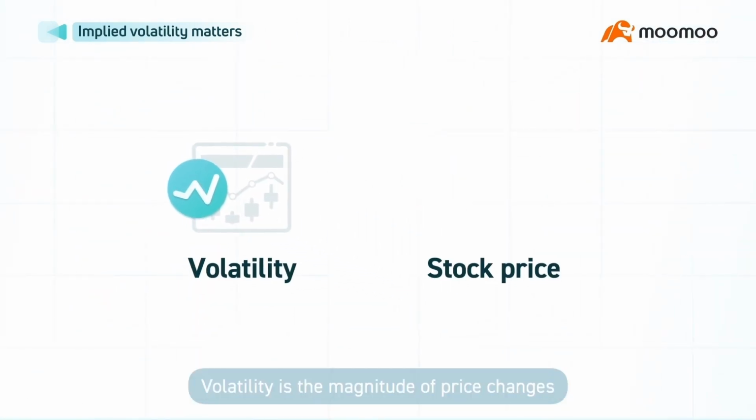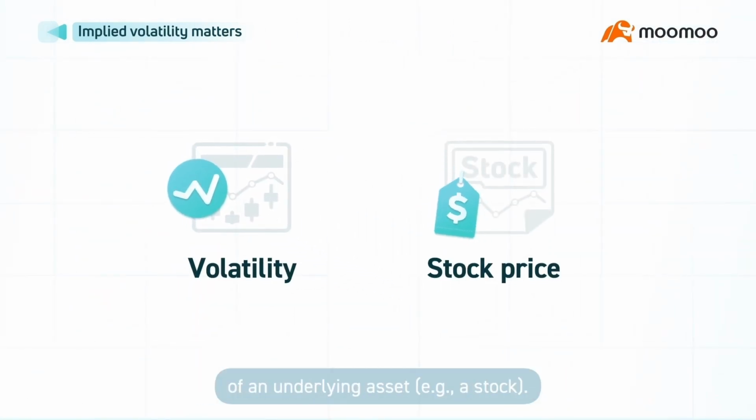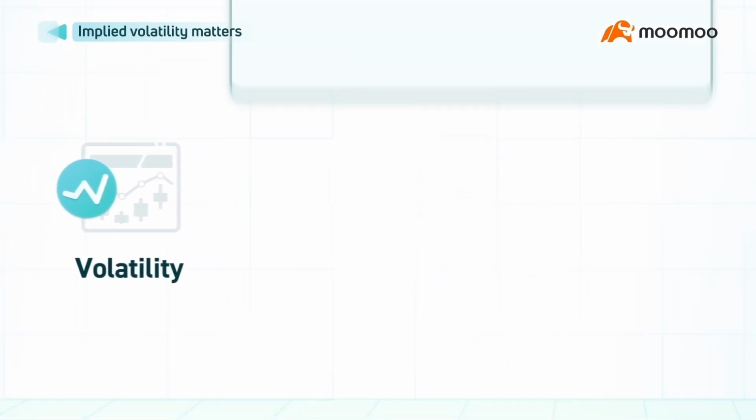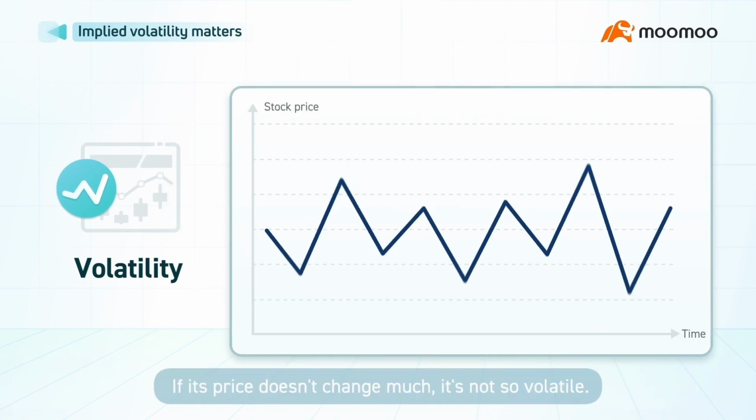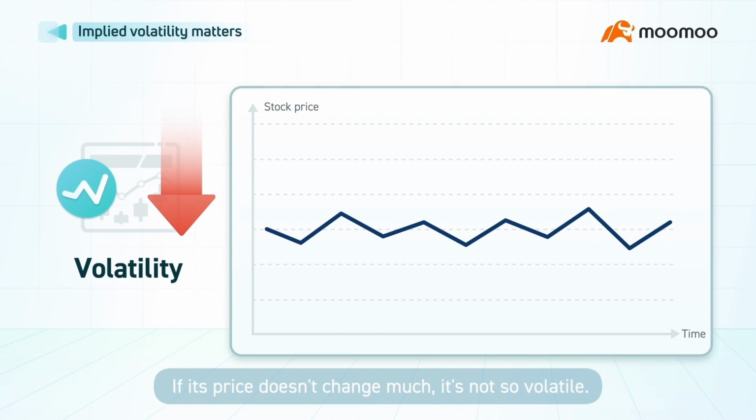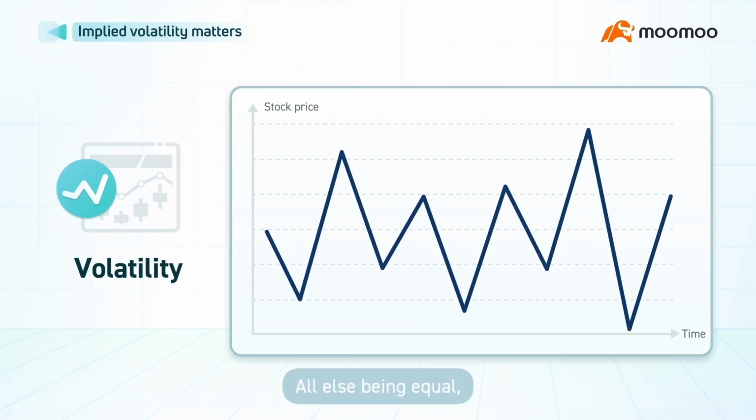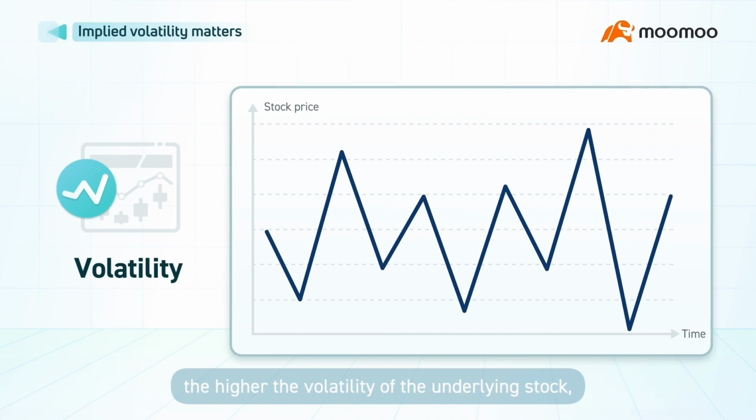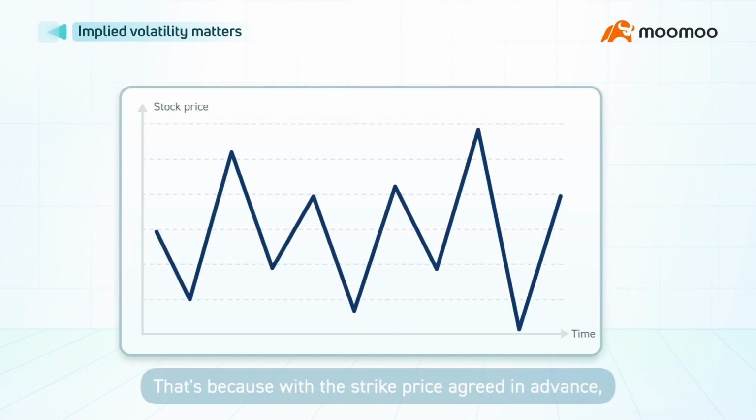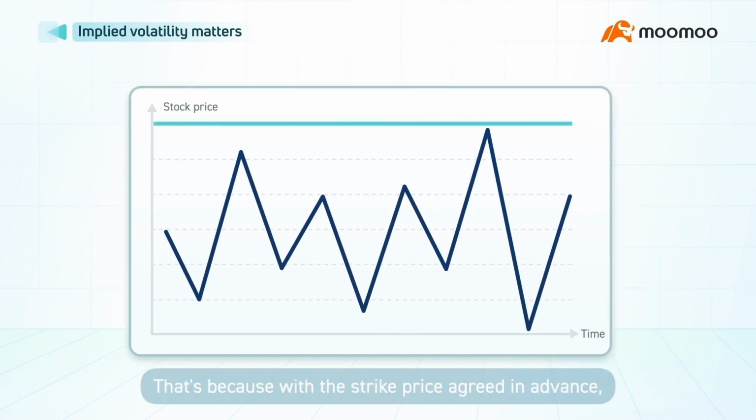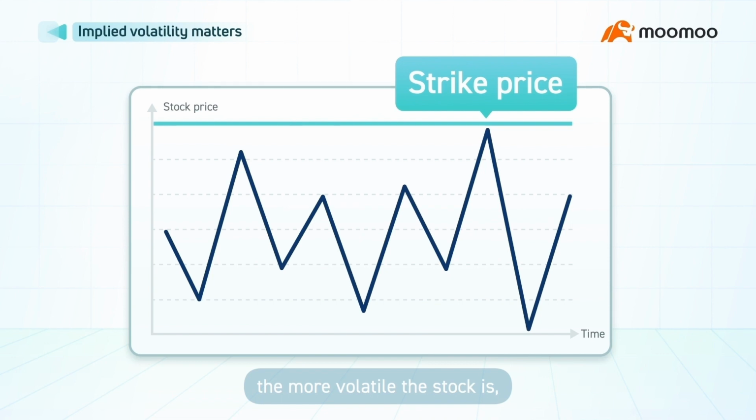Volatility is the magnitude of price changes of an underlying asset, for example, a stock. It's usually presented in a percentage. If the stock price goes up or down dramatically, we say it's volatile. If its price doesn't change much, it's not so volatile. All else being equal, the higher the volatility of the underlying stock, the higher the value of its options, in theory. That's because, with the strike price agreed in advance, the more volatile the stock is, the more likely it reaches the strike price, so the option is more likely to be exercised.